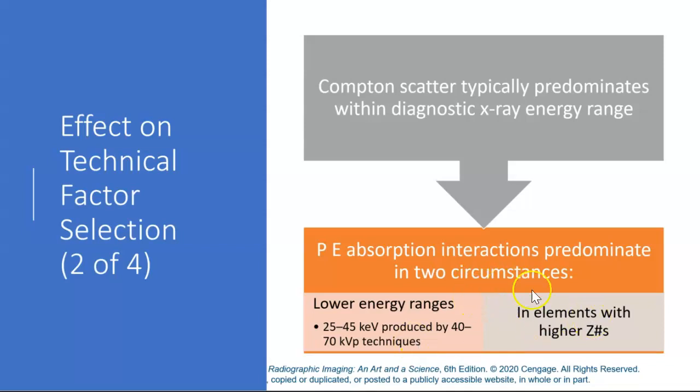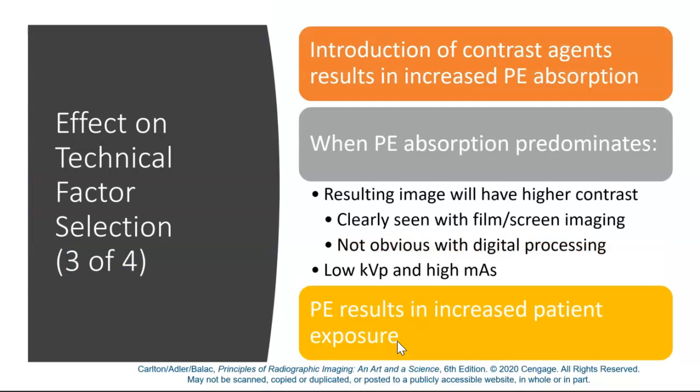And photoelectric in elements with a higher Z number, okay? So at 40 to 70, you're going to predominantly have a higher photoelectric range. All right. Introduction of contrast agents results in increased photoelectric absorption. So you have a higher Z number, okay? The higher the Z number, the more dense that is, therefore you're going to have more absorption.